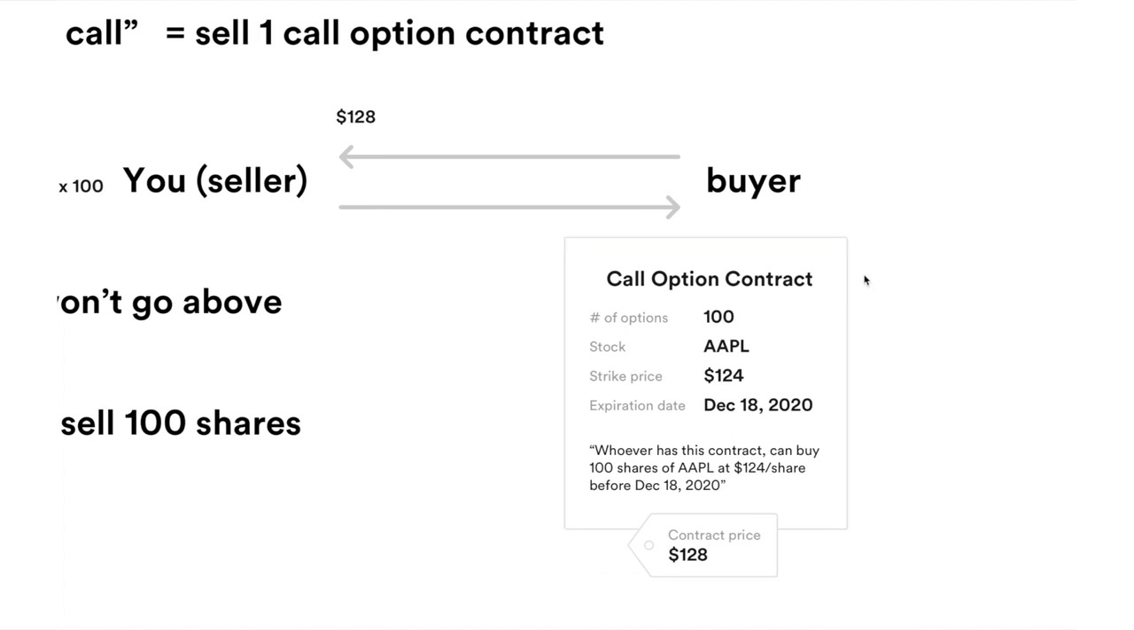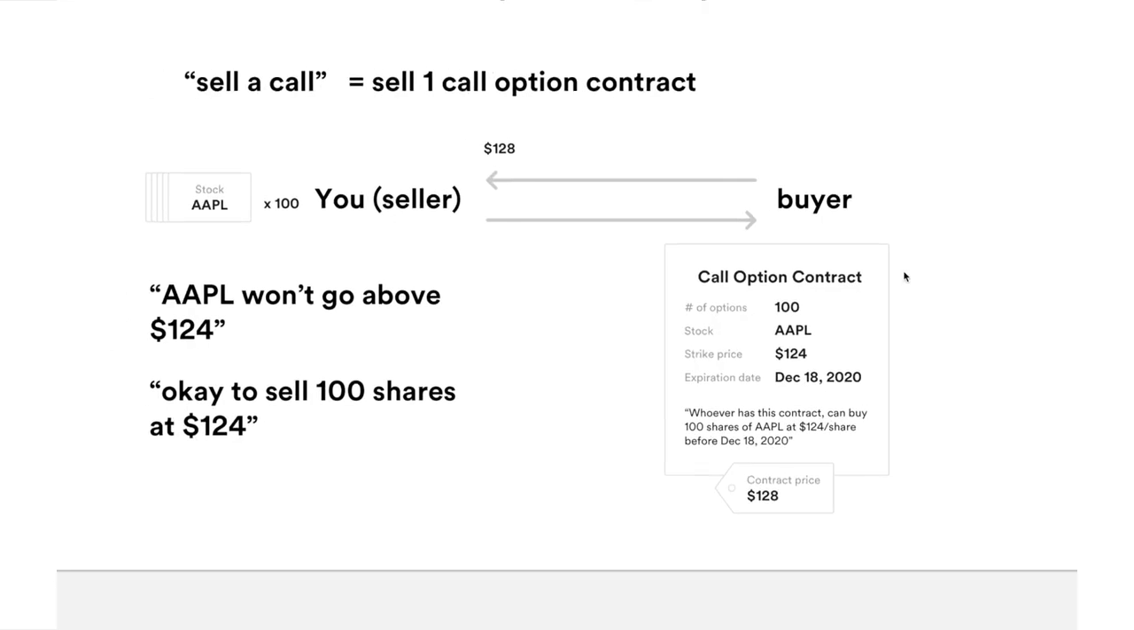So let's take a look at what's in the contract, right? The number of options are 100, and if you remember, option trading always trades in blocks of 100. And it defines the stock, right? It's Apple, strike price 124, expiration date, this date. So whoever owns this contract, that person can buy 100 shares of Apple at this price before this date. So you are the seller in this case.